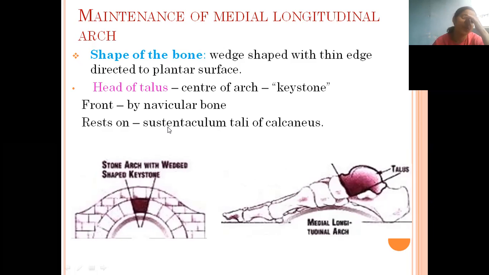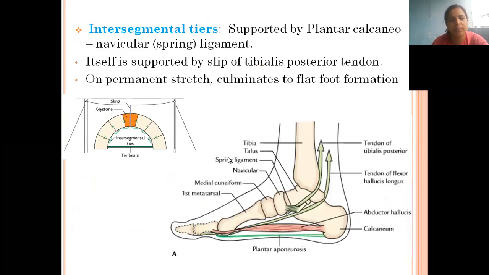Okay, so you can see in this arch which is made artificially in our walls, there is a keystone in the center. A similar type of keystone in our medial arch is the talus. Okay, now similarly, between these bones, I told you we have certain joints and holding ligaments. Those are intersegmental ties, supported by the plantar calcaneonavicular ligament, that is the spring ligament.